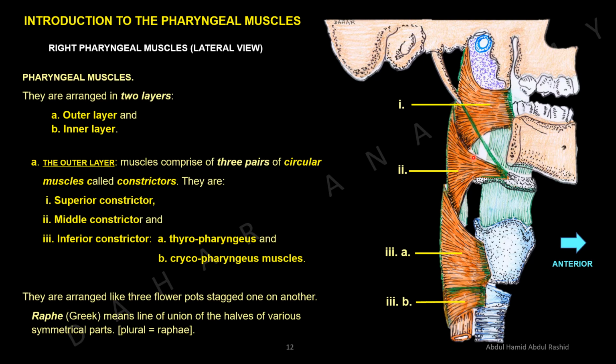Raphe in Greek means line of union of the halves of various symmetrical parts. The plural is raphae. I've already mentioned this earlier.